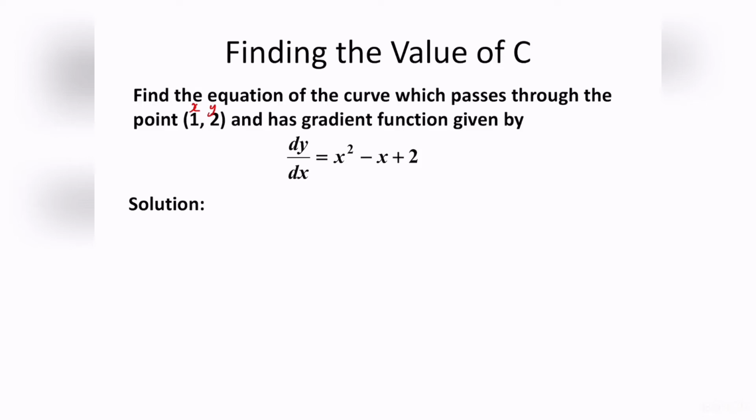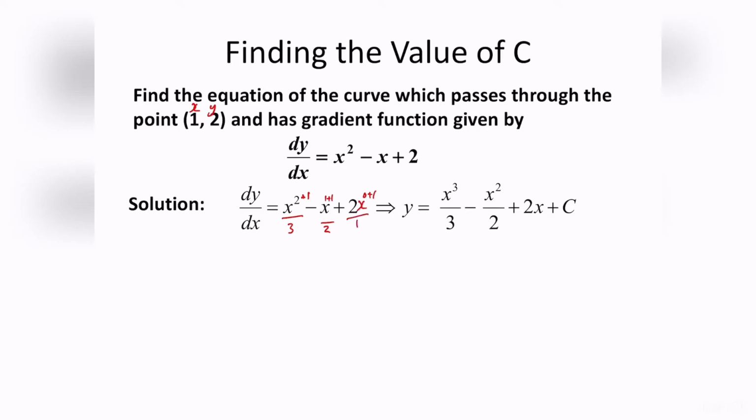So basically, in that case, if dy over dx equals x squared minus x plus 2, then for y, we will add 1 to the power, so it becomes x cubed, and we divide by the new power. Minus x, we add 1 to the power, so that's 1 plus 1, and divide by the new power. Plus this 2, it's 2x, because it was like x to the power 0, plus 1, divided by 1. So we will get this answer here, plus c, which is the constant of the integration.